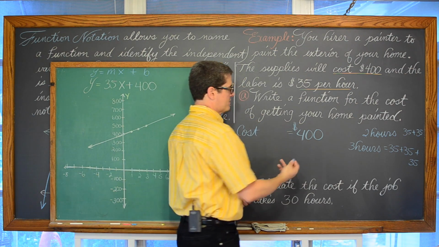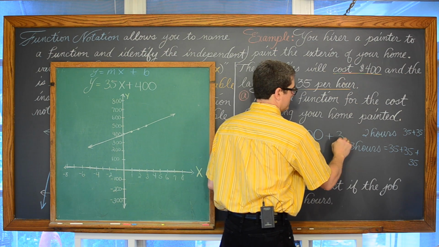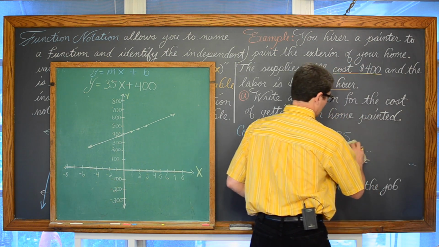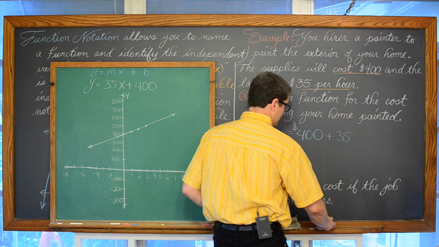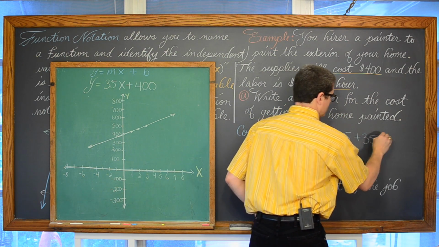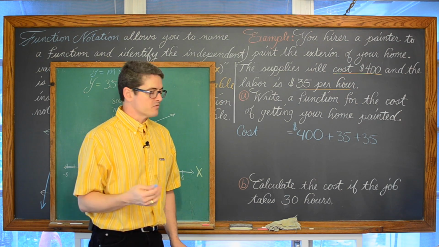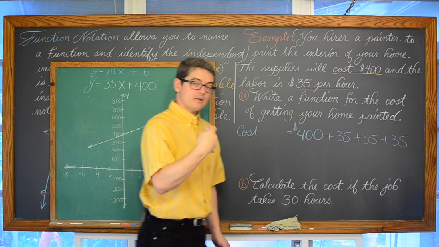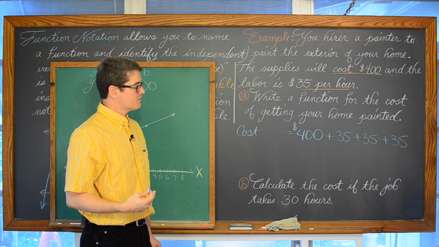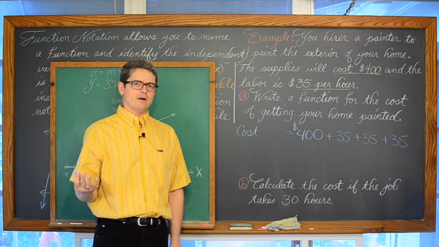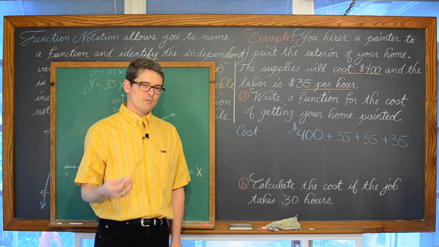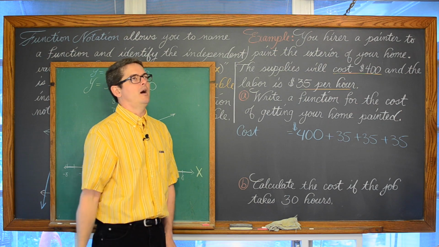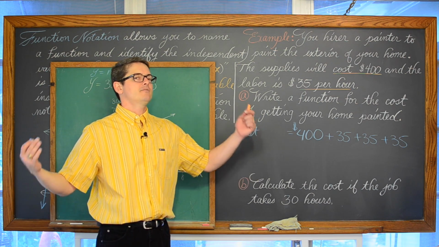And then it's just a matter of, with the 400, do you add 35 once for 1 hour, or do you add 35 twice because they worked for 2 hours, or do you add 35 another 3 times because they worked for 3 hours? Well, what if they worked for 5 hours? Are you really going to write 35 plus 35 plus 35 plus 35 plus 35? Or are you going to just start going, come on, you know, it's 35 times 5.